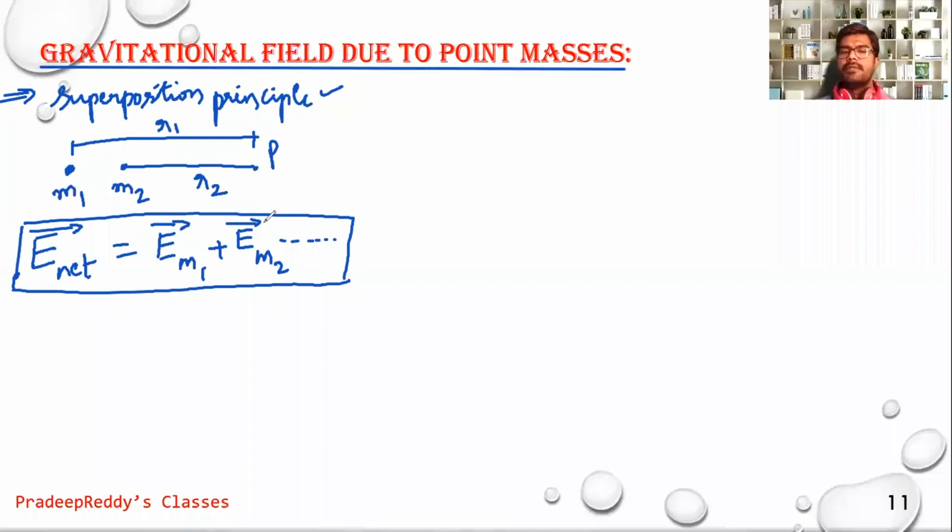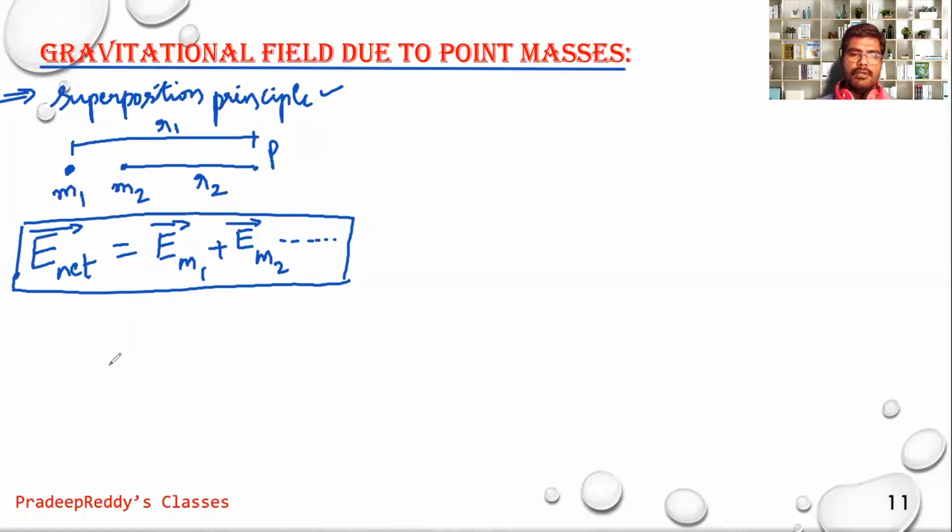So the superposition principle states that when two or more masses are involved, each mass will project some gravitational field. The net gravitational field at any particular point will be the sum of all the fields due to the individual masses at that point. Just like how I have written here, E net is equal to E1 bar plus E2 bar plus E3 bar, and so on. This is the superposition principle. Now using the superposition principle, you can find the gravitational field due to any point masses.